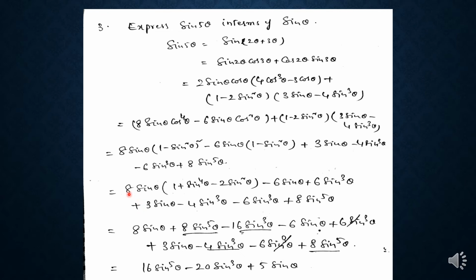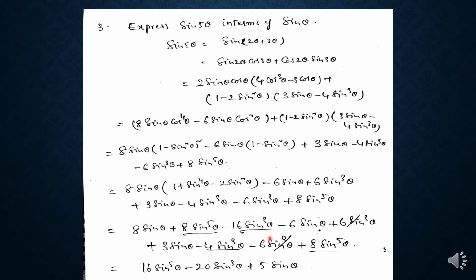That is, by multiplying with 8 sin theta into 1, 8 sin theta, plus 8 sin theta into sin to the power of 4 theta, that is 8 sin to the power of 5 theta, minus 8 into 2, 16 sin cube theta, minus 6 sin theta plus 6 sin cube theta plus 3 sin theta minus 4 sin cube theta minus 6 sin cube theta plus 8 sin to the power of 5 theta.